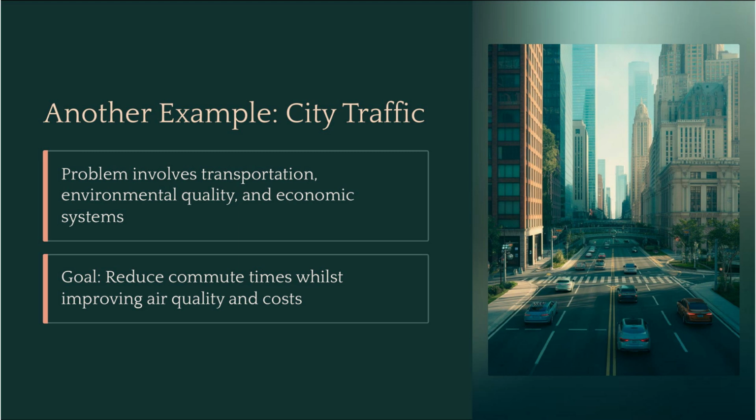Let's apply this logic to a different scenario. City traffic. This problem is equally complex, involving transportation, environmental quality, and economic systems. Every city wants to fix congestion, but they have competing goals. The goal here is to reduce commute times whilst improving air quality and keeping costs down. Often, doing one of these things makes the other worse, so optimization is key.